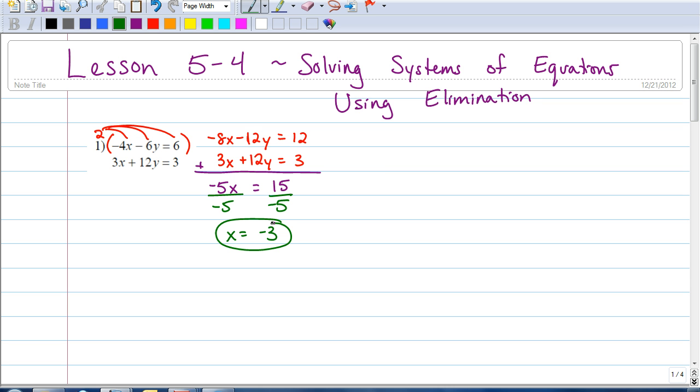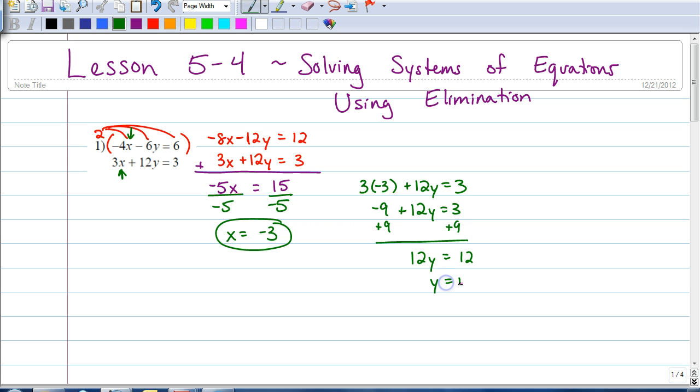So maybe you might think, well, maybe the second one would be an easier one to do that. So let's try that. So let's put negative 3 in there for x. It'll be 3 times negative 3 plus 12y equals 3. Again, what I'm doing is I'm putting it in here for x. And I could have put it in the other one for x, and I'd end up getting the same answer for y. But if I put it in here, I get negative 9 plus 12y equals 3. Add 9 to both sides. Well, that gives me 12y equals 12, so that means y would equal 1.